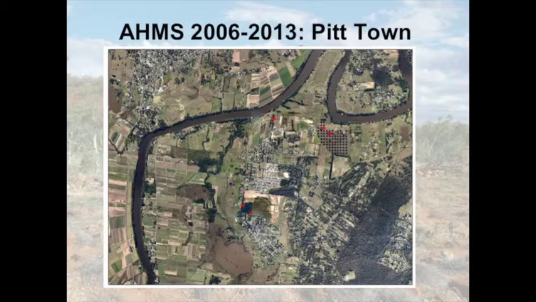The reason I bring them up is they all appear to be terminal Pleistocene, Last Glacial Maximum. So I'll get into that a little bit further.